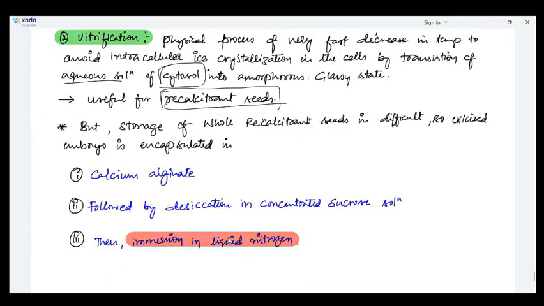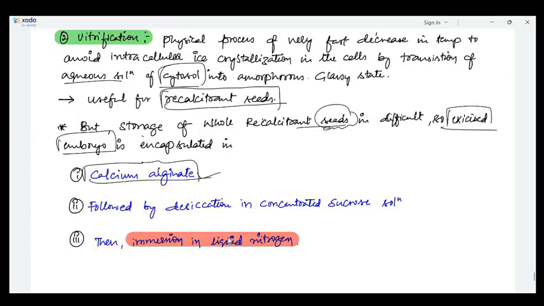For vitrification, I told you that storage of whole recalcitrant seed is difficult since it is very bulky. So the embryo will be excised, and once excised, the embryos are generally encapsulated with calcium alginate, which is the chemical usually used for encapsulation. Once it is done, they will be dried in sucrose solution, and then immersed in liquid nitrogen. This is the most common chemical used for encapsulation of the excised embryos.